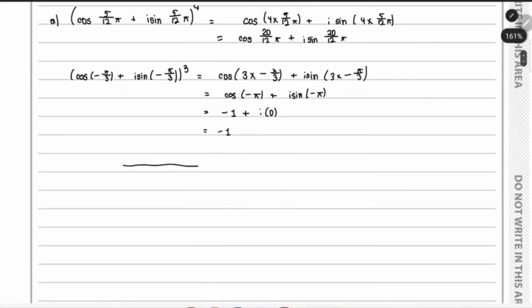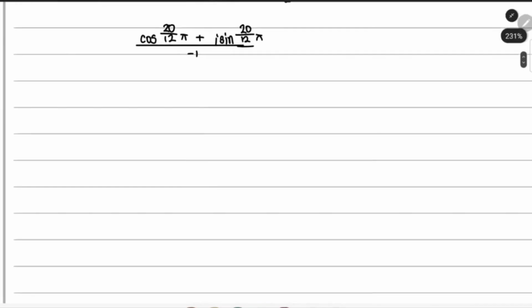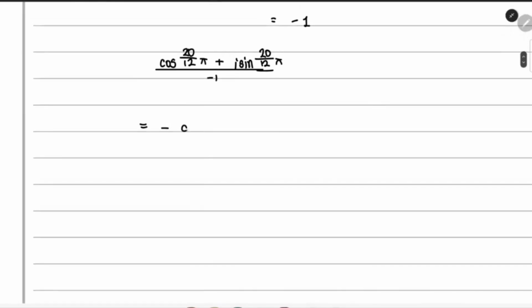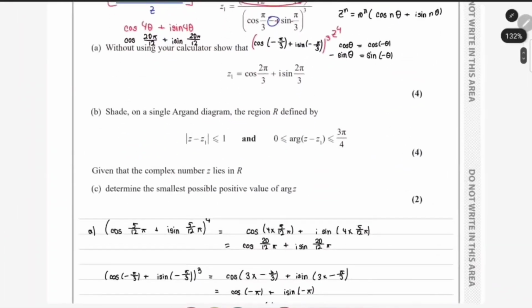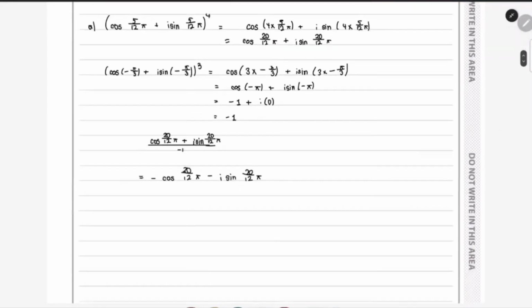So the whole expression can be written like this: cos 20 by 12 pi plus i sine 20 by 12 pi, divided by minus 1. So over here we get minus cos 20 by 12 pi minus i sine 20 by 12 pi. Now I want to convert this into cos 2 pi by 3.